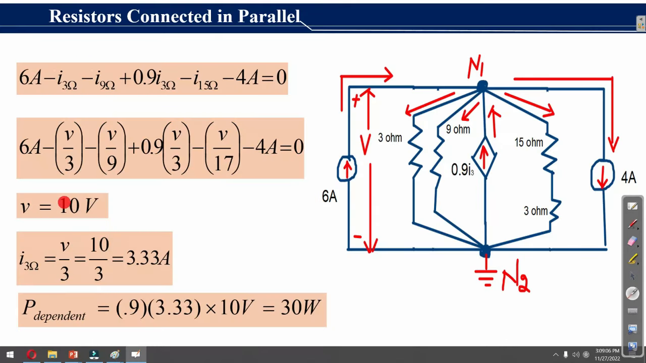Here, if we know the node voltage V, which is 10 volt, then we can easily find IR3 ohm, which is the current across this 3 ohm resistance. So V over 3 is the current across this 3 ohm resistor. So 10 over 3 is equal to 3.3 ampere. We now need to find the power of this dependent current source, which is equal to 0.9 into 3.3 into 10 volt. 3.3 is I3 current, while 10 is the node voltage V. Hence, the power of this dependent source is equal to 30 watt.